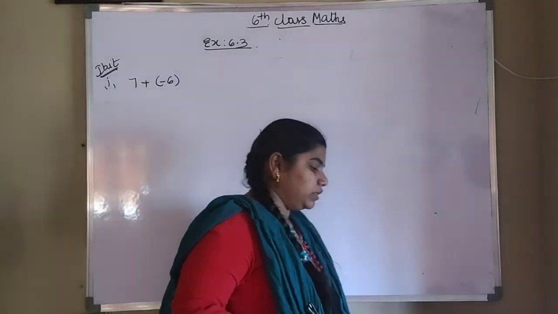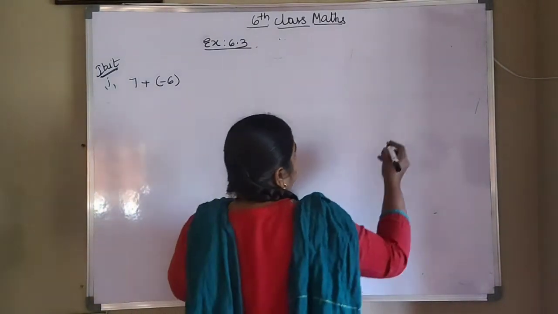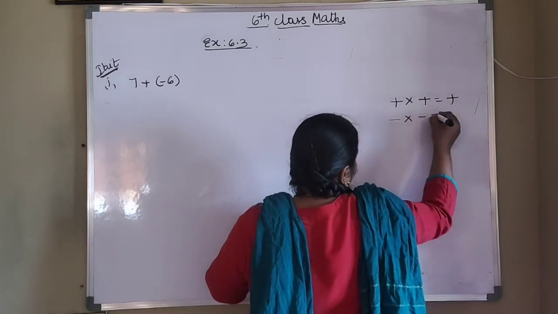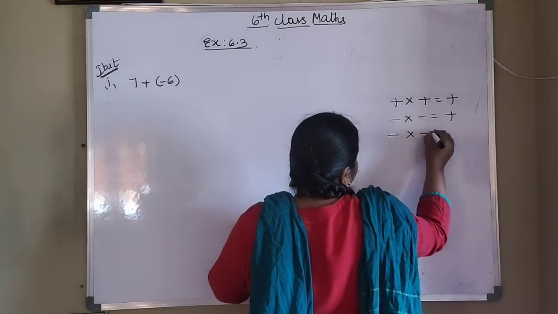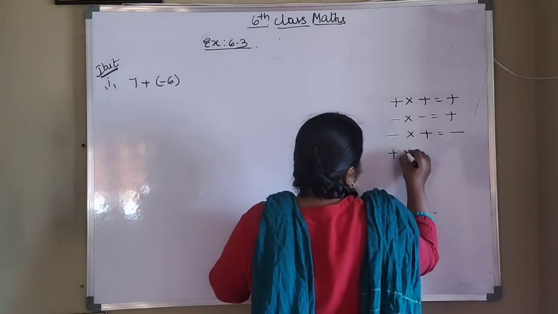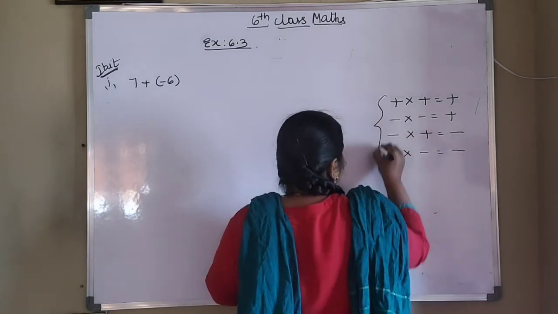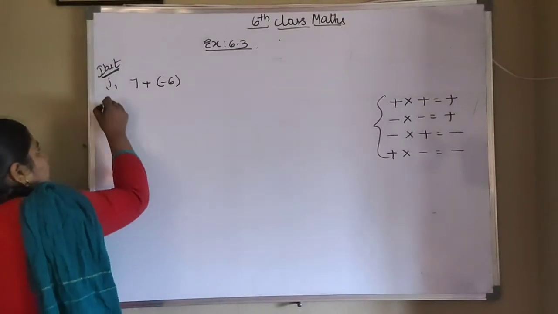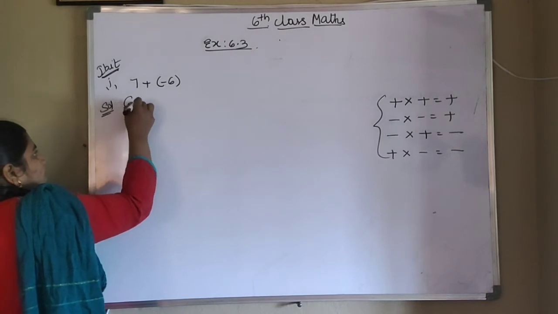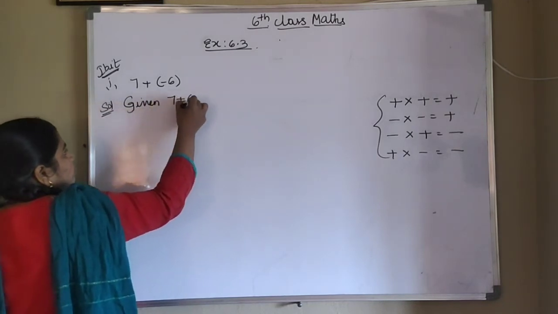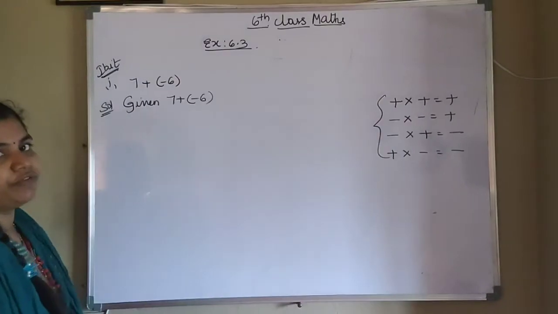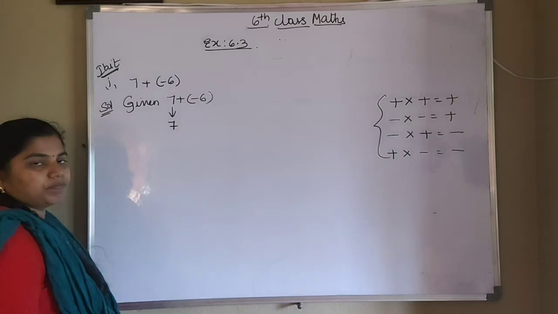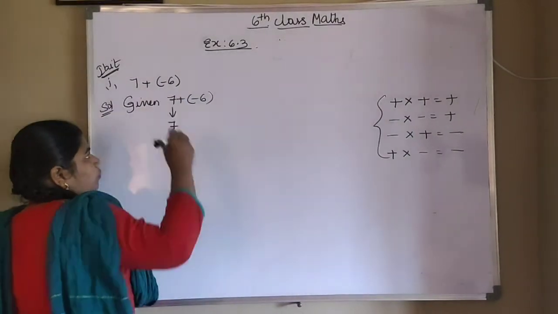So before doing this, I gave you some conditions, 4 conditions. What are those? Plus into plus will be equal to plus, minus into minus will be equal to plus, minus into plus will be minus, plus into minus will be minus. So these 4 conditions are very important. So first what we have to do, already I told you the steps. Listen to this properly, very important for further classes also. So first number always we have to write as it is.